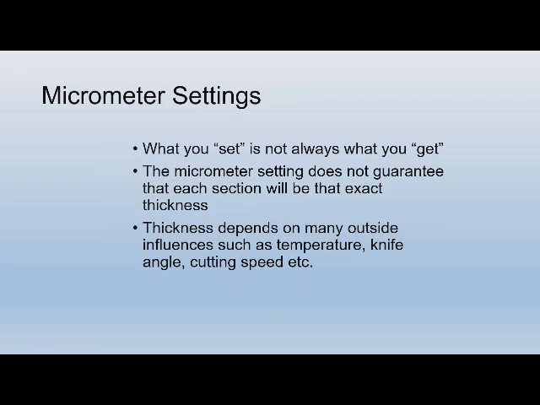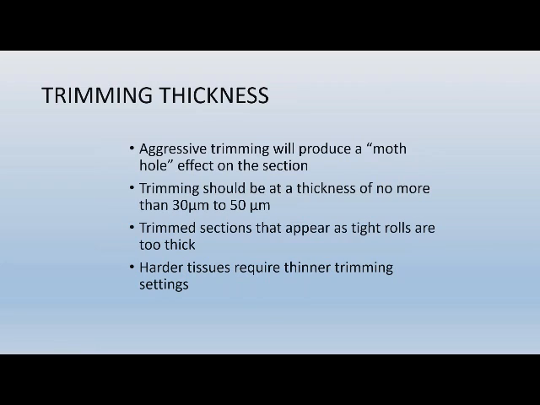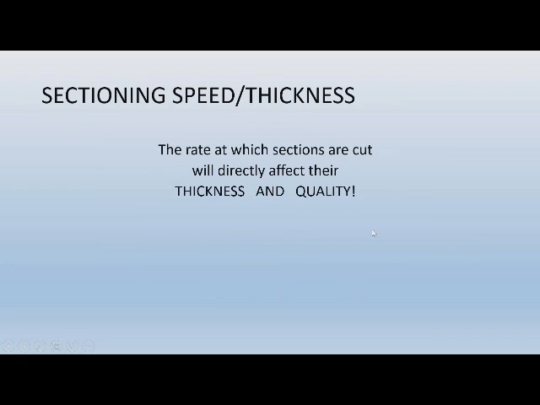So as far as micrometer settings go, what you said is not always what you get. The micrometer setting does not agree with exact thickness. Thickness depends on many outside influences: temperature, knife angle, cutting speed, trimming thickness. If you trim too aggressively, you're going to get that moth hole effect. Trimming should be at a thickness of no more than 30 microns to 50 microns. Trim sections that appear as tight rolls are a little bit too thick, and who knows how much tissue is in there, right? Harder tissue requires even thinner trimming sections. The rate at which sections are cut will directly affect their thickness and quality. Okay, now get ready for this statement.